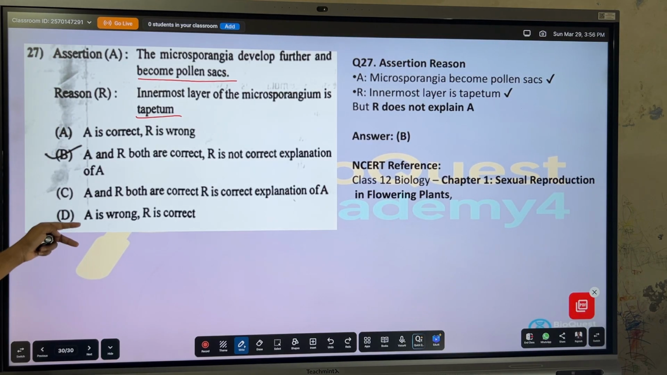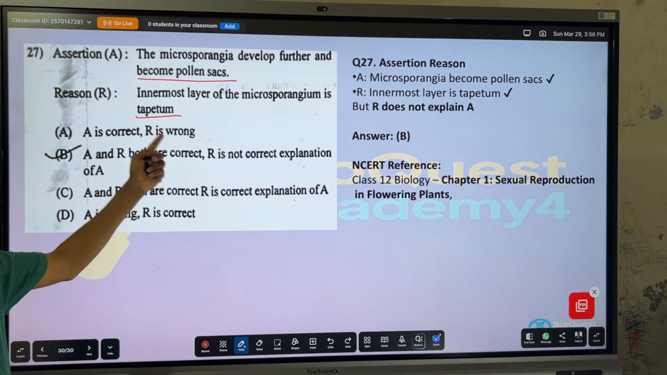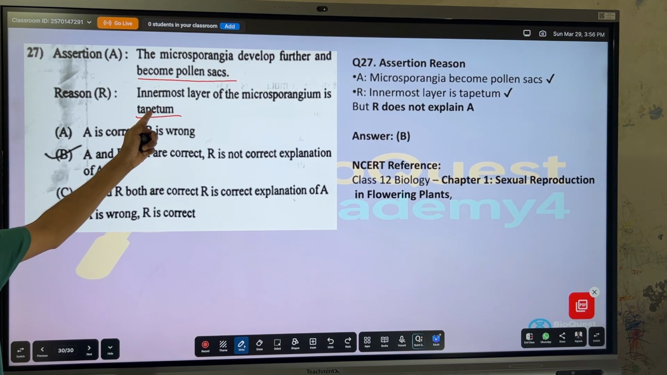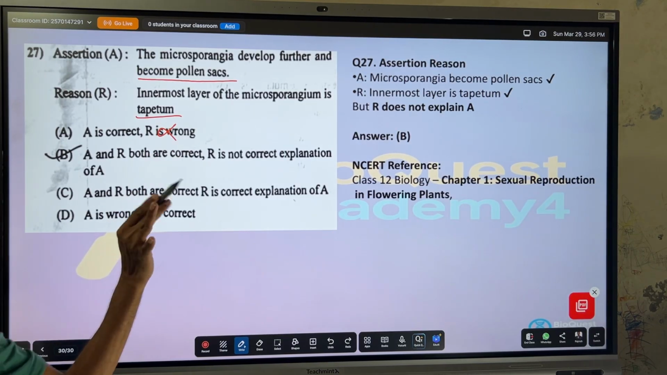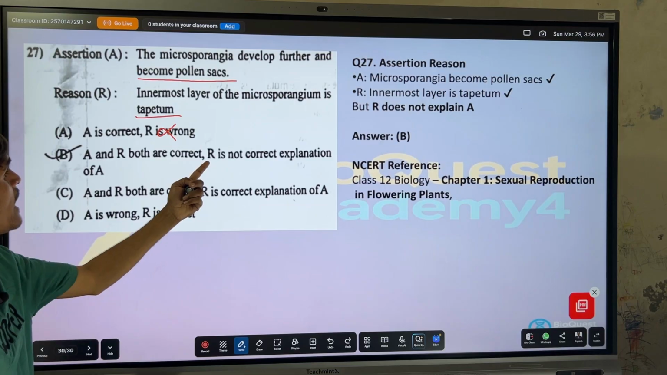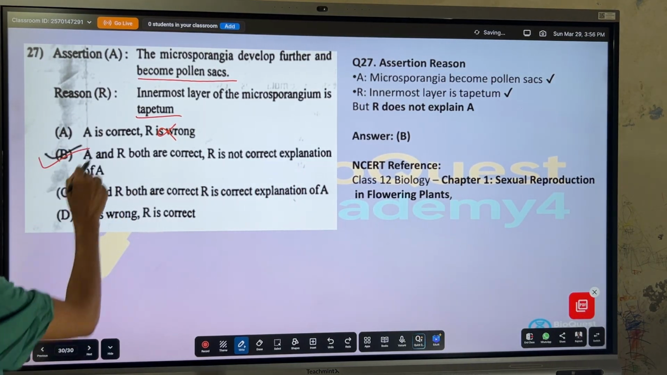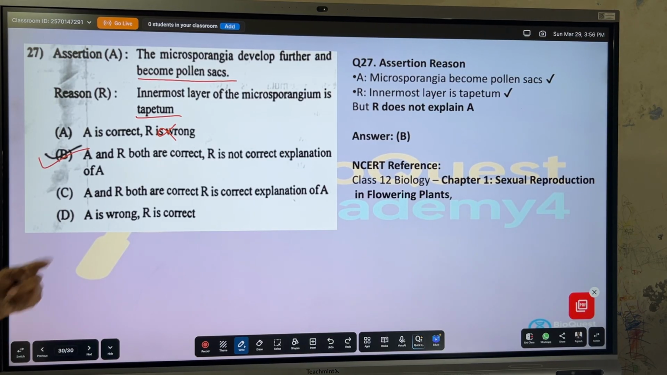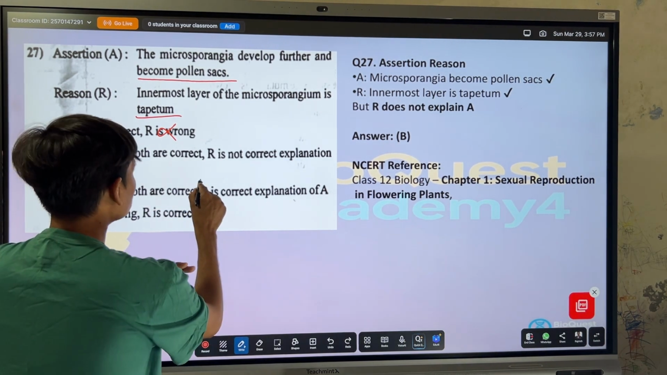A. A is correct. R is wrong. But R is correct for us, because the very inner layer is tapetum. So this is not it. B. A and R both are correct, and R is not the correct explanation of A. Now this is kind of the answer. Let's see other options too. A and R both are correct. But R is the correct explanation.